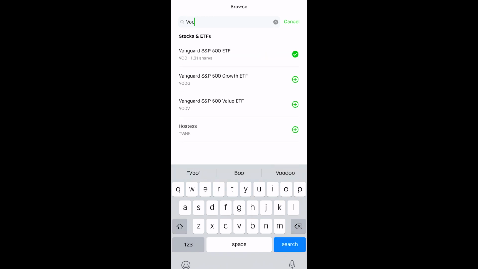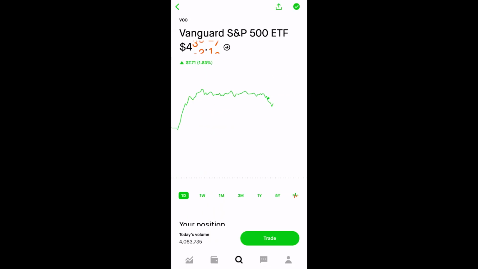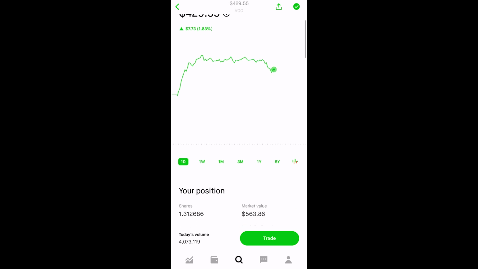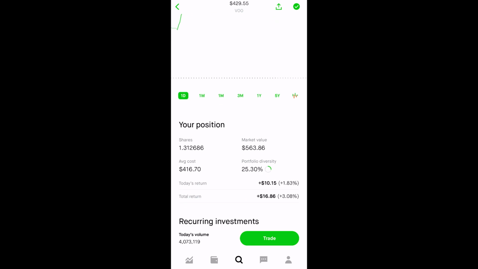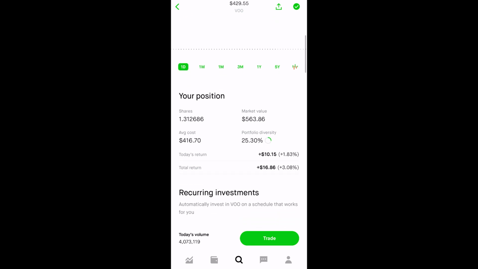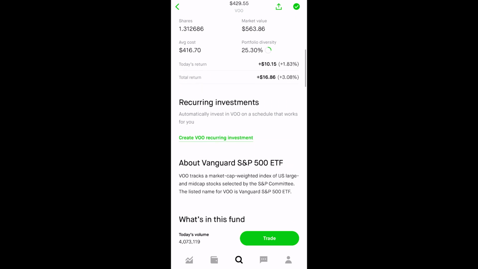So VOO is the ticker symbol. I own 1.31 shares of them, it looks like. So right now they're trading for $429.53. We have the exact same information here. We can get level 2 market data if we click that arrow at the top there. And we can also look at the 1 week, the 3 month, 5 year, and the candlestick stuff. So all of that information is there as well. Now, your position, it's going to tell me exactly what's going on and how well or how not well I'm doing in that position. Keep scrolling down.